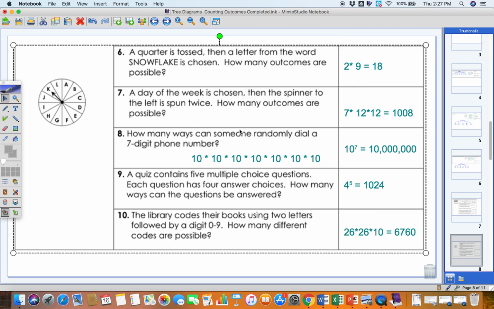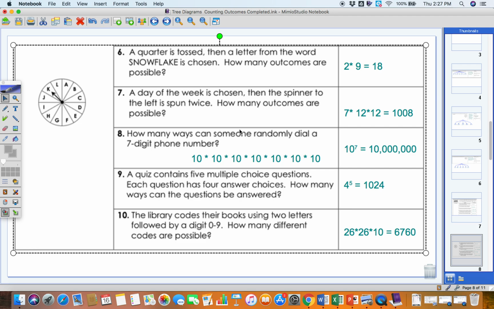Moving along, the next one is a 7-digit phone number. If you think about a phone number, each place value can be 0 up to 9, which means that for every digit you have, 10 outcomes are possible. So 10 times 10 times 10 seven times is the same thing as 10 to the 7th power, which is 10 million.